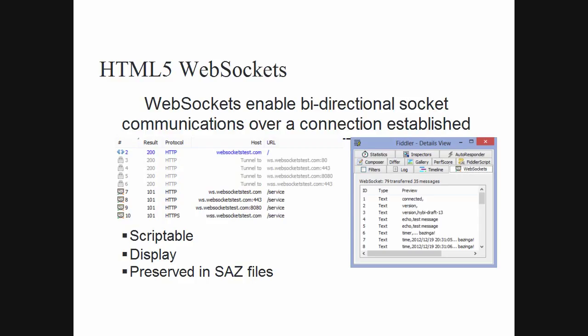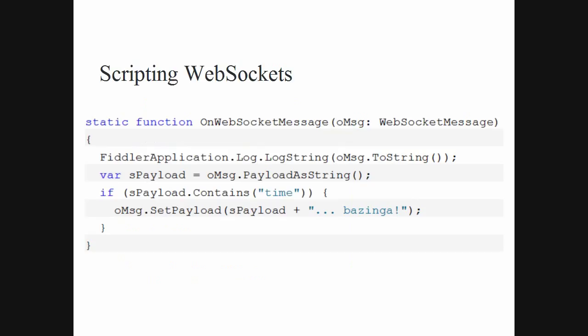You get an event handler called OnWebSocketMessage that passes you a WebSocket message object that you can manipulate. So you can see on the right-hand side, we have timer, comma, dot, dot, dot, bazinga. Well, what's happened is I've just written script that on every message that starts with the word TIME, it appends dot bazinga. And so you can modify inbound or outbound traffic. Beyond displaying this traffic in Fiddler, it is preserved in Fiddler's session archive files, the SAZ files. And so you can reload WebSocket messages that have been captured on your own machine or someone else's machine for future investigation and inspection.